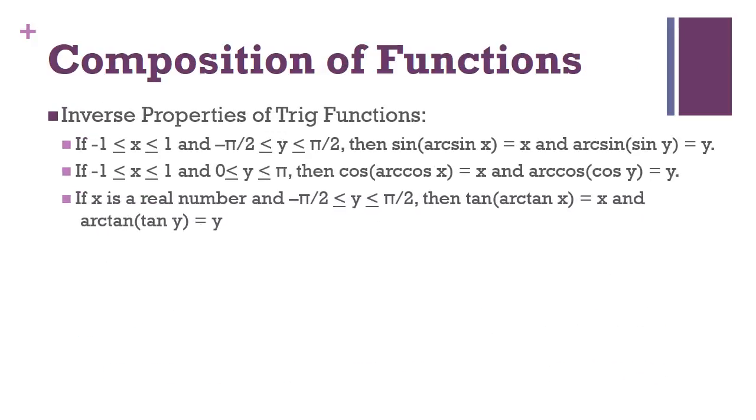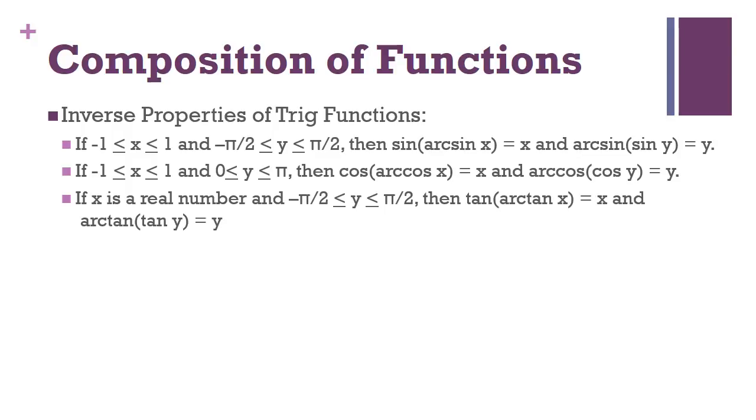Okay, composition of functions. If -1 is less than or equal to x, which is less than or equal to 1, and -π/2 is less than or equal to y, which is less than or equal to π/2, then the sine of the arc sine of x equals x, and the arc sine of the sine of y equals y. And it says a similar thing for cosine. When you compose a function with its inverse, generally they just cancel out. The same is true for the most part for the trig functions, but sometimes a little wrench can be thrown into the works by the restricted domain.